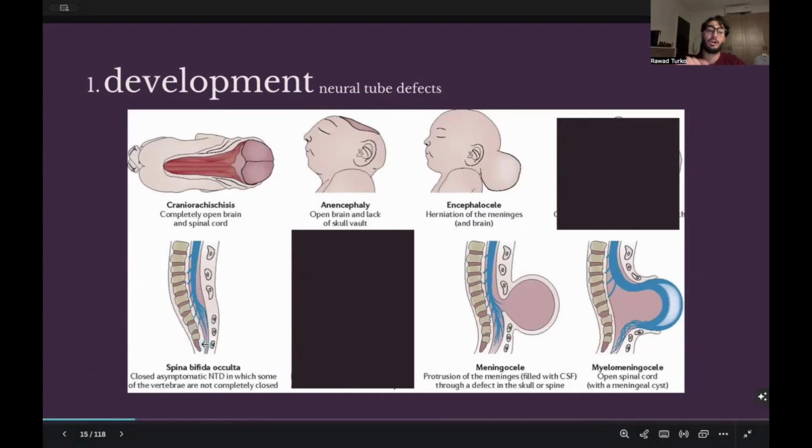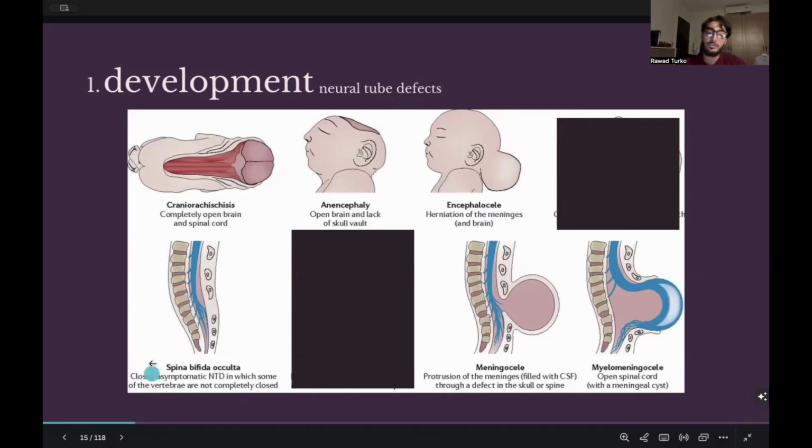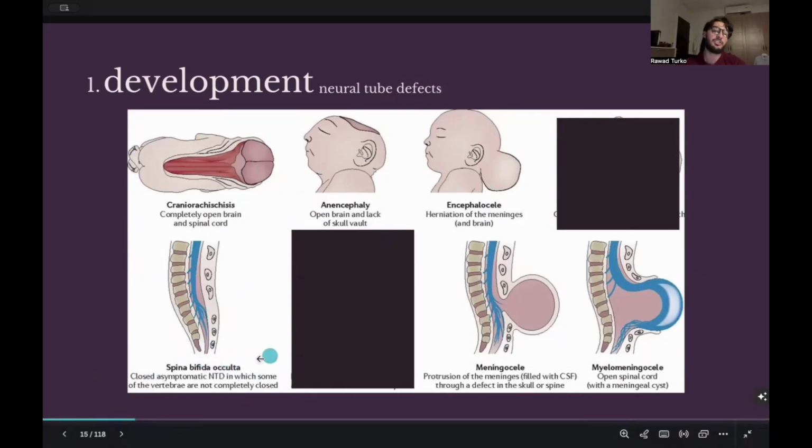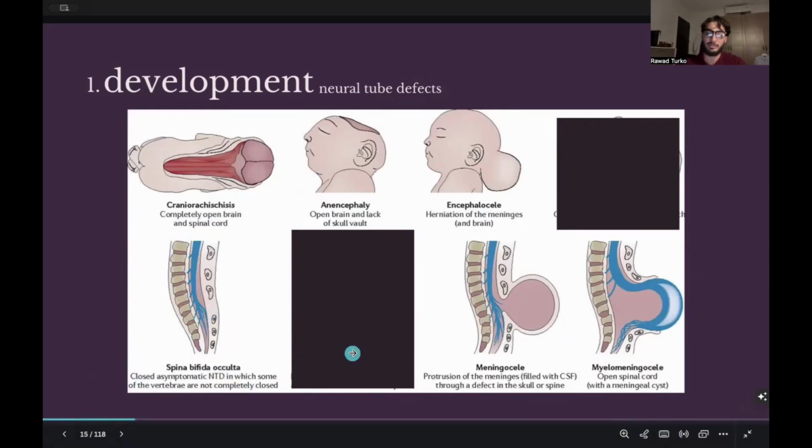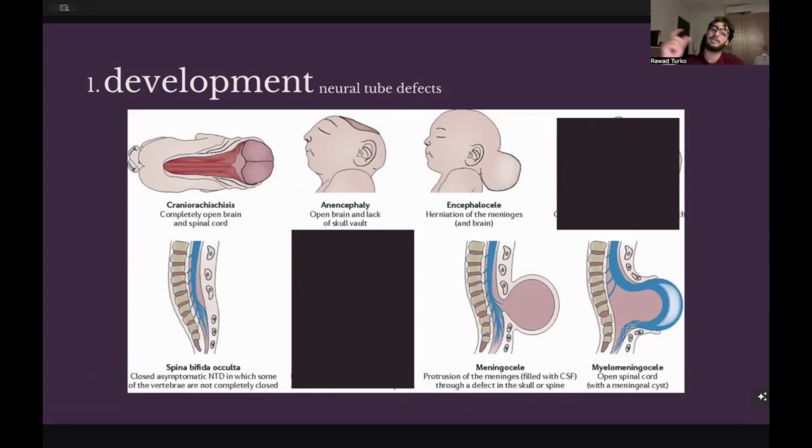So you have spina bifida occulta. This is the first one. This is basically just a bony defect. It's a closed asymptomatic neural tube defect in which some of the vertebrae are not completely closed. This may be completely silent, or in some kids you'll see either a tuft of hair or a little bit of dimpling in the lower back, and that's what spina bifida occulta is. It's completely harmless. Then we have meningocele, which is -cele, so herniation, meninges, so it's herniation of the meninges.